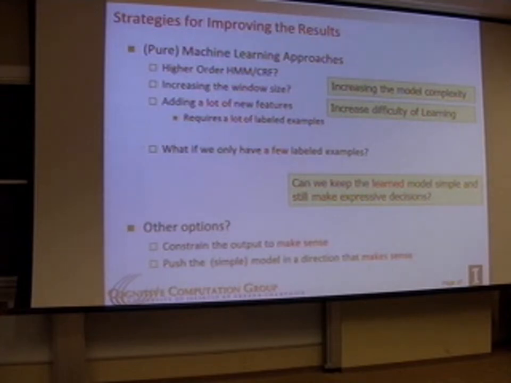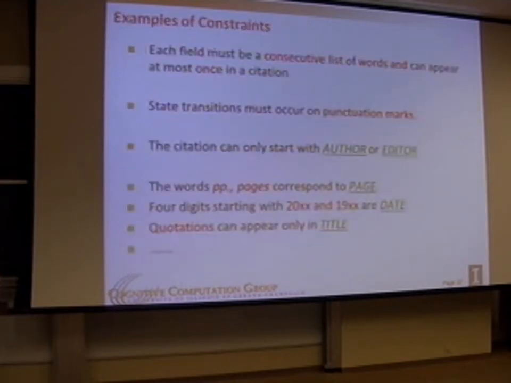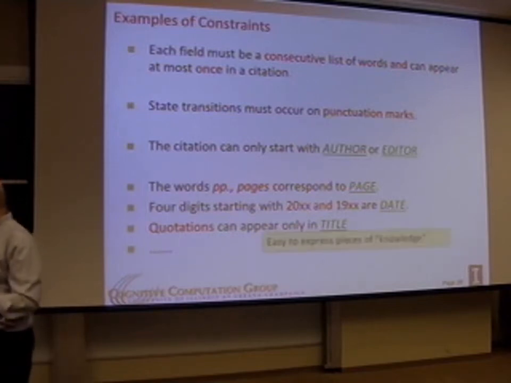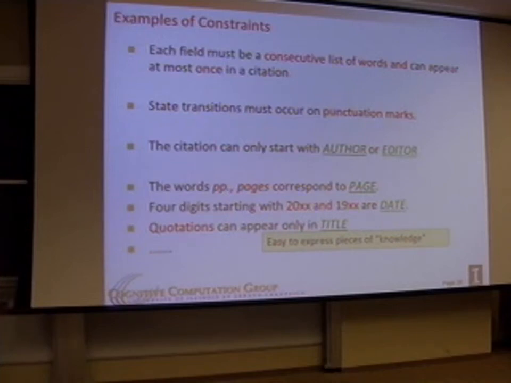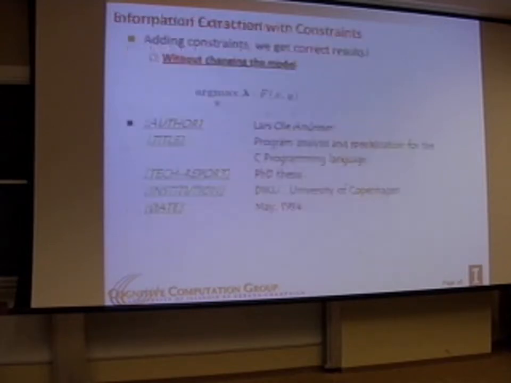The option I want to entertain is, can I constrain the output so that it makes sense? Or can I at least push my model in the direction that produces output that makes sense? Examples of constraints are things that we all know and can express in an easy way. For example, each field must be a consecutive list of words and can appear at most once in a citation. Really easy pieces of knowledge that are non-propositional. They could have quantifiers, and they do have quantifiers in this.